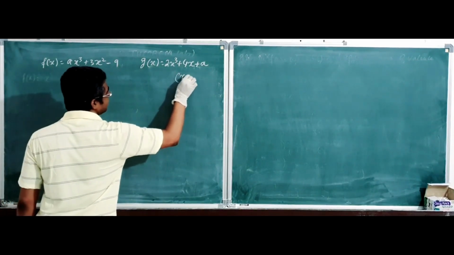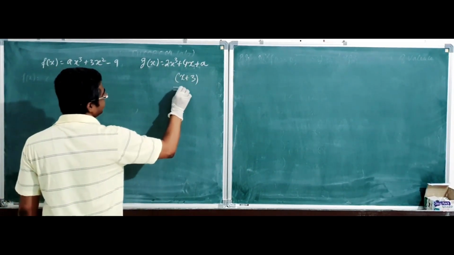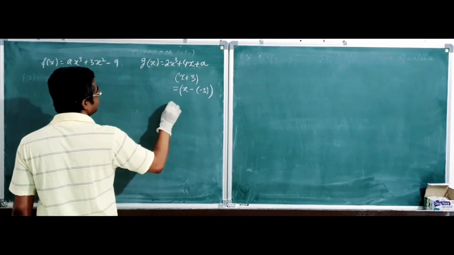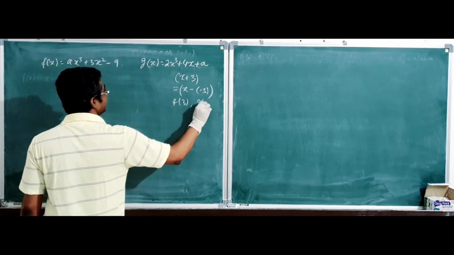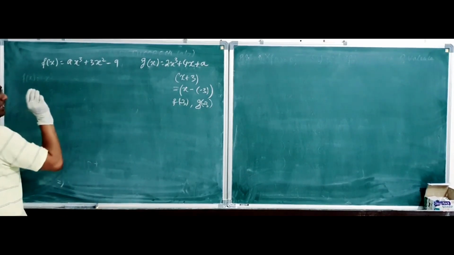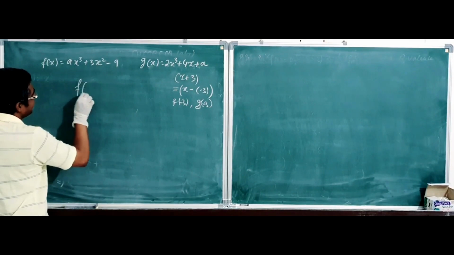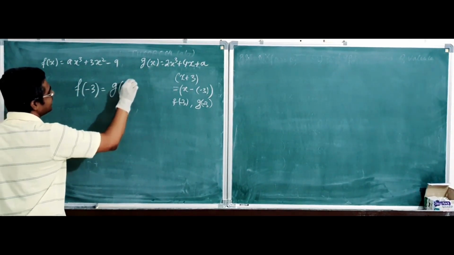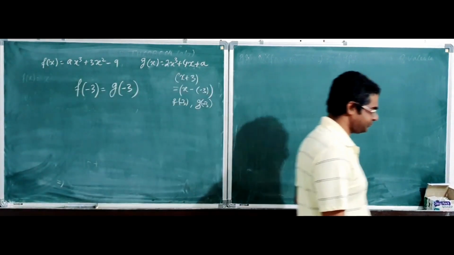This also comes in some examinations. You have to divide by x plus 3, so basically you have to write it as x minus minus 3. So we have to take care of f(-3) and g(-3), minus 3 this time, not 3. So it will leave the same remainder. Same remainder means according to the problem we can write f(-3) is equal to g(-3). Clear guys? We can write like this.